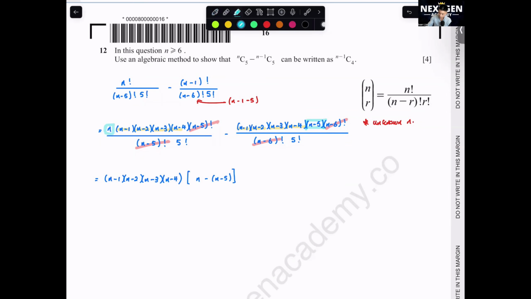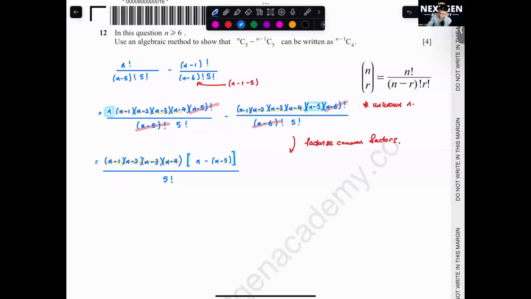Okay, this is the blue color part. This is the yellow color part. This one is the blue color part. Then at the bottom will be 5 factorial. So this step here is we factorize common factors. Then we simplify the blue color bracket, n minus 1, n minus 2, n minus 3, n minus 4. This one, n minus (n minus 5), we'll get 5 here. Then 5 factorial at the bottom.